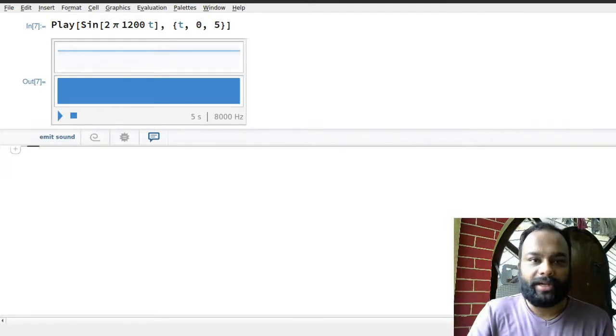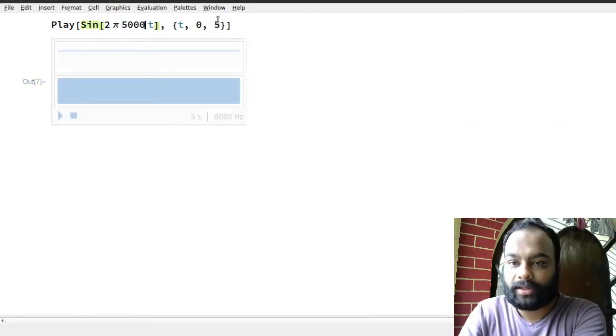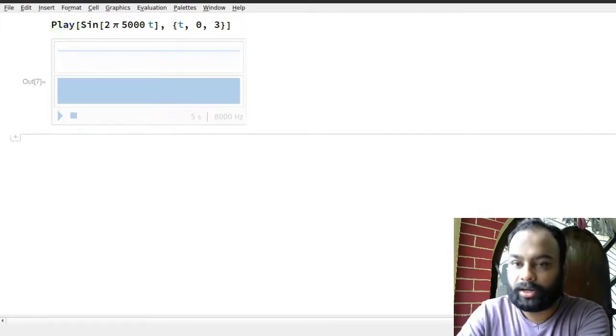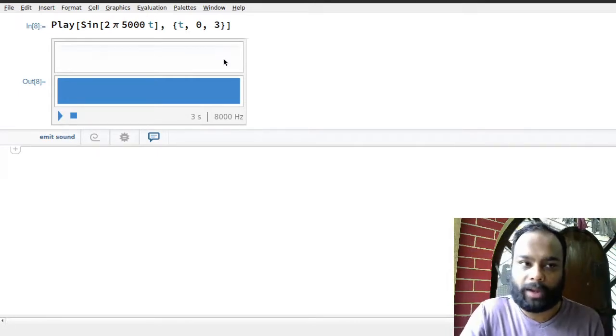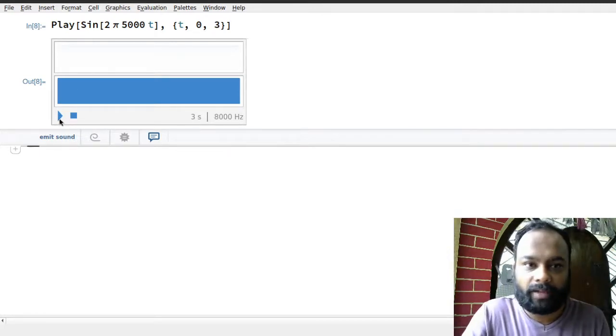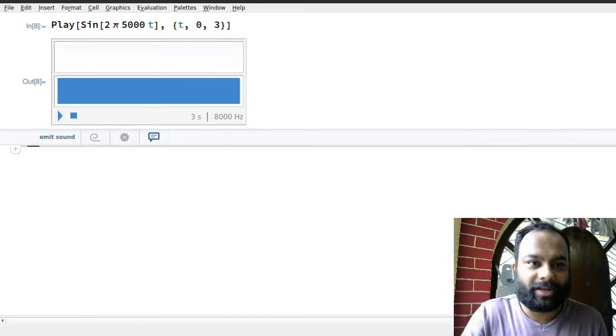Now I would reduce the volume even further so that you don't get a brain damage from this, and I would make the sound shorter. So this is going to be a 5000 hertz sinusoid, so 5 kilohertz sinusoid. I'm not sure how much you will be able to hear, again thanks to YouTube's compression, but let me try. Right? So this is 5000 hertz sinusoid, right?